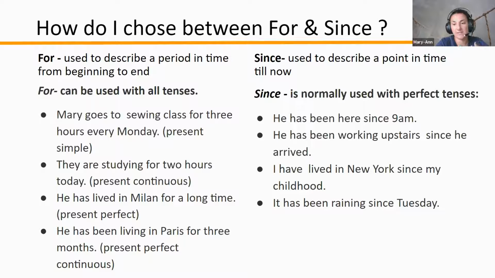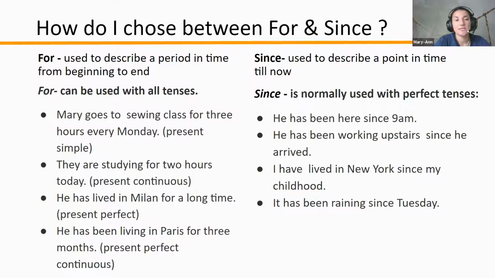He has been working upstairs since he arrived. I have lived in New York since my childhood. It has been raining since Tuesday. So with since, we're more restricted in when we can use it, but I think that the expressions we can use with since are more varied, whereas for is really just specifically periods of time, 3 years, 2 days, 1 hour, that sort of thing.